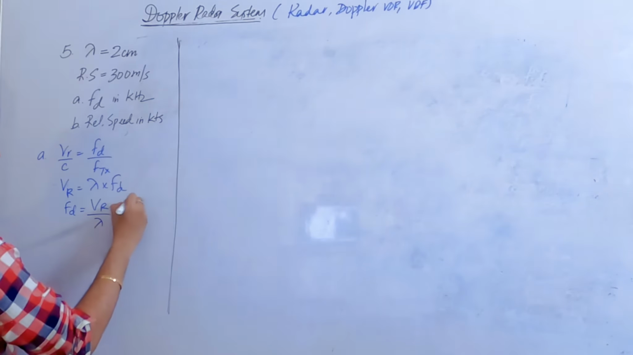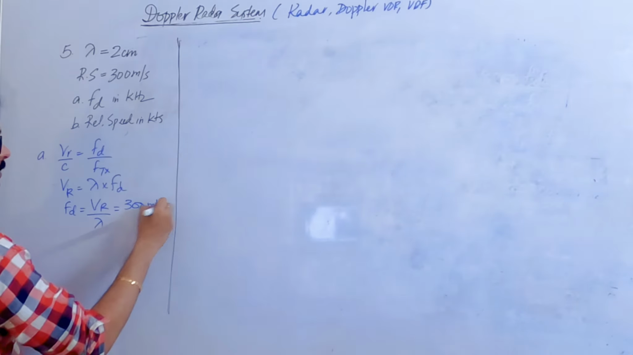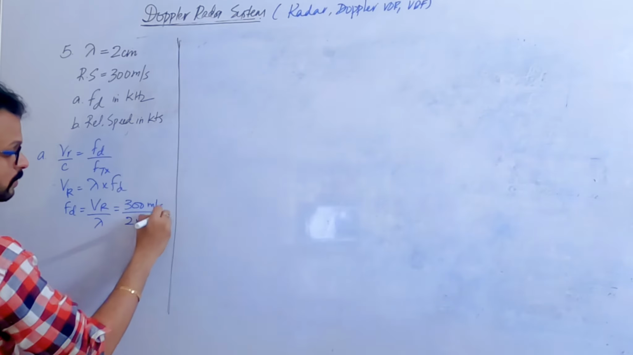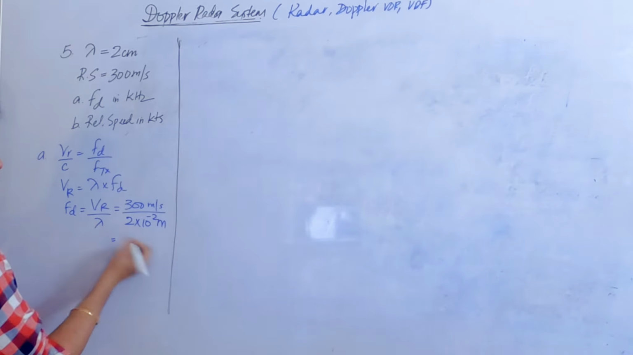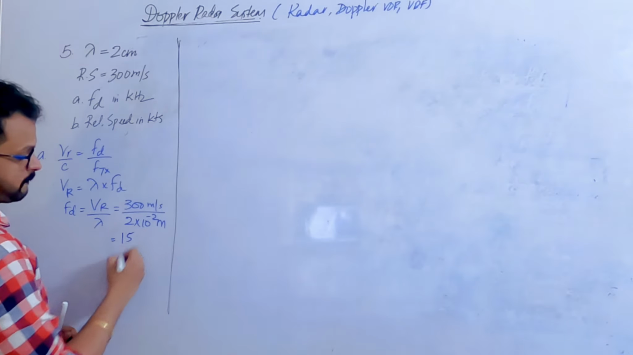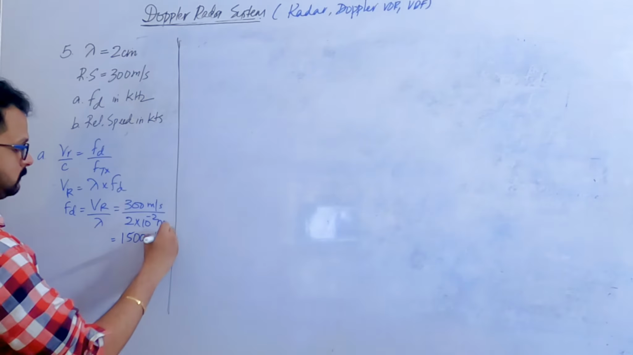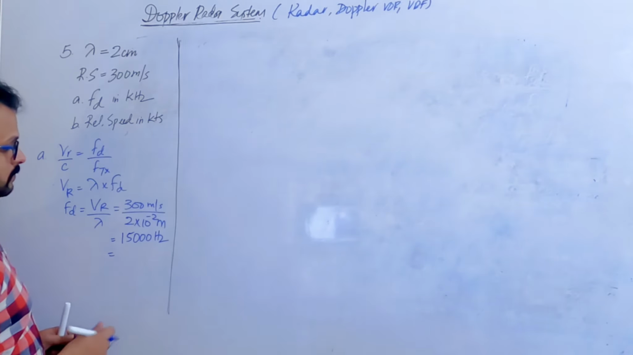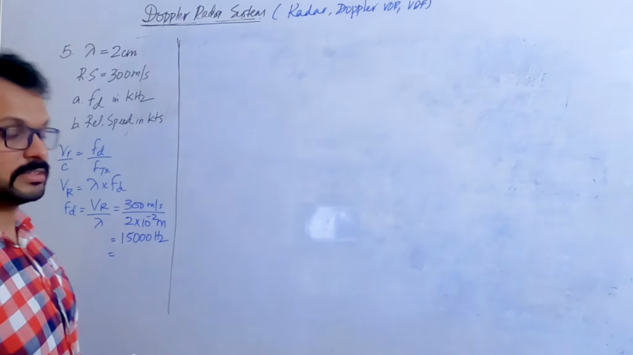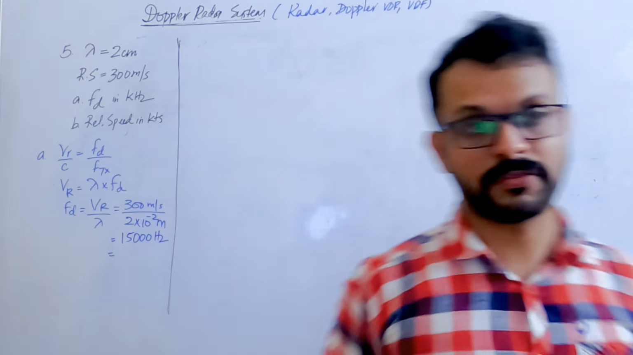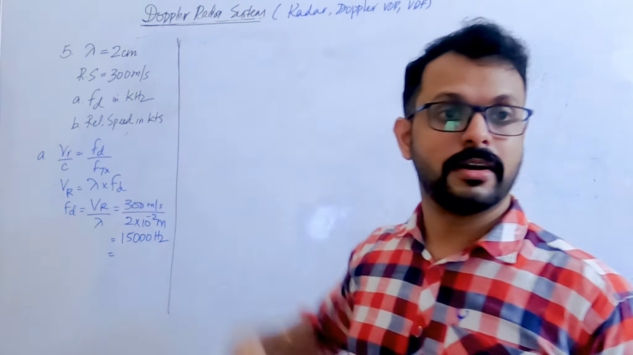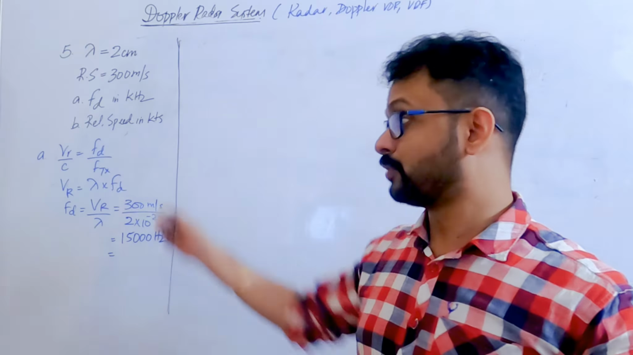Relative velocity is given in 300 meters per second. And therefore the wavelength also should be in meters, 2 centimeters, 2 times 10 to the power minus 2 meters. And therefore what is the answer? It's 1.5 into 10 raised to 4. It's the frequency. Right, so you're finding the frequency first and then finding the frequency shift. I just use the second equation straight, which is much easier here because wavelength is given, right?